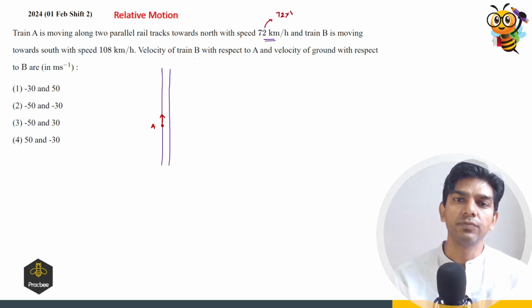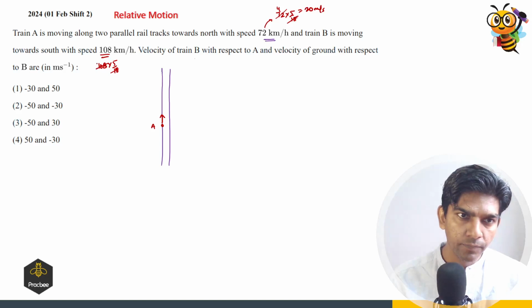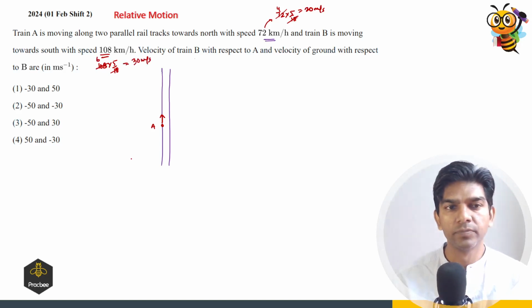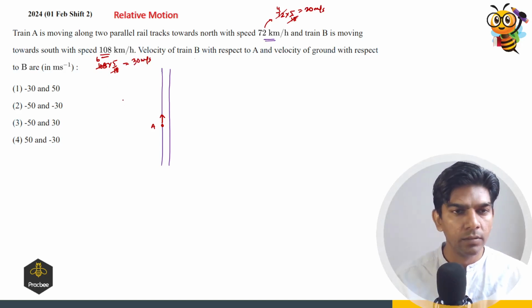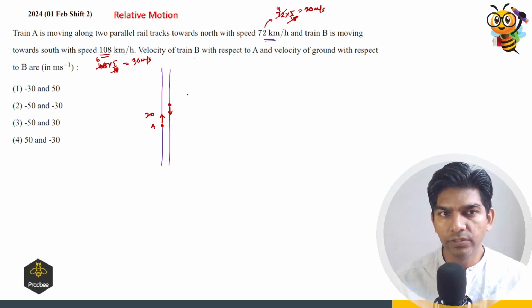72 times 5 by 18 will give us 20 meters per second, and 108 times 5 by 18 will give us 30 meters per second. Okay, so now we know the speeds. This is 20, and there is another train going toward the south direction with 30 meters per second.